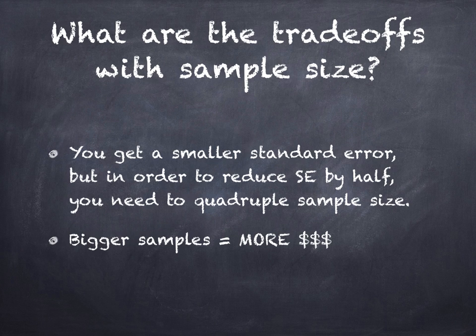And so bigger samples equals more money. You can't just sample 1 billion people in the world, because that would be A, a lot of money, B, a lot of time, and C, nobody's got time for that.